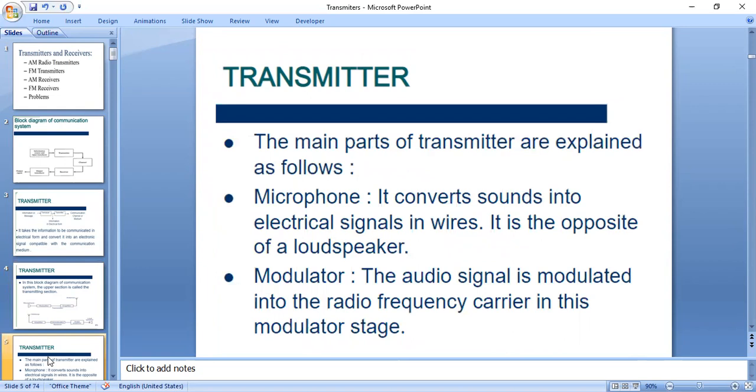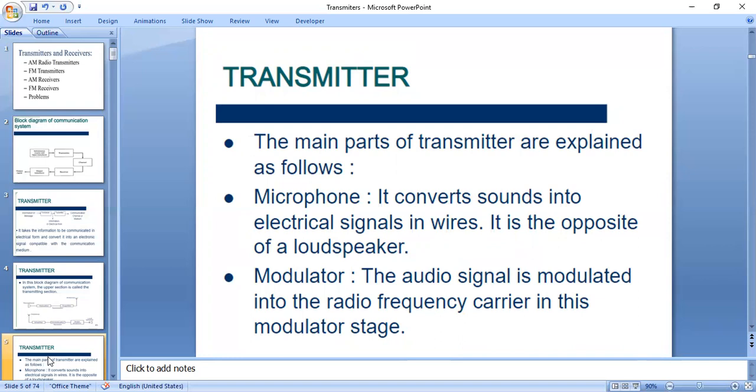So what are the main parts in the transmitter? In the transmitter, we have a transducer and we have a modulator. Okay, so the transducer is nothing but a microphone. It converts the non-electrical signal into the electrical signal, and the modulator converts the low frequency audio frequency signal into an RF signal by using a carrier. Carrier means it carries the information. So it carries the information, that audio frequency signal is converted to the radio frequency signal by using a modulator.